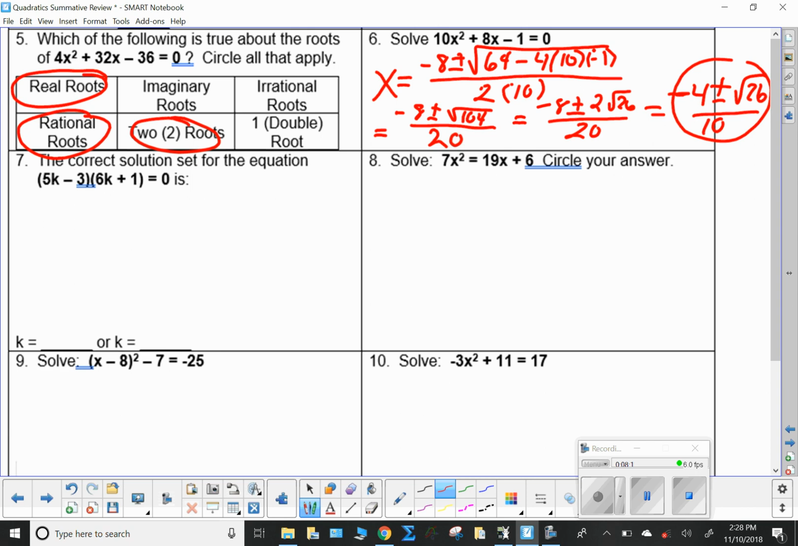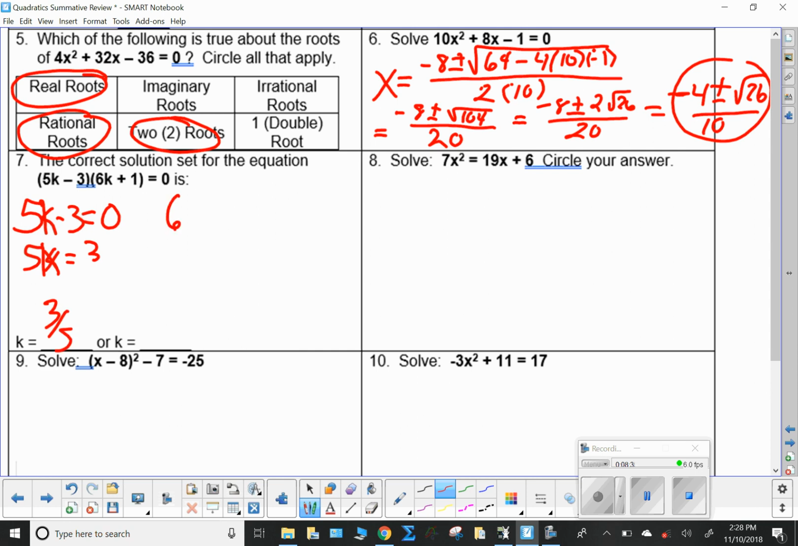The correct solution set for the equation 5k minus 3 times 6k plus 1, it's already been factored. So you just set each factor equal to 0. 5k minus 3 is equal to 0. 5k is equal to 3, k is equal to 3/5.